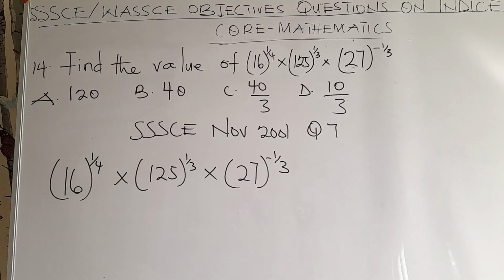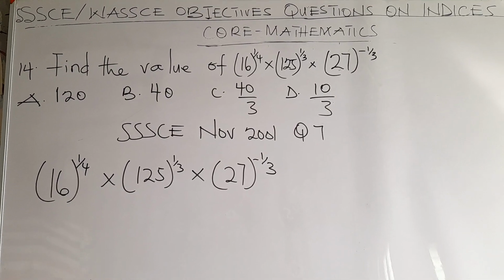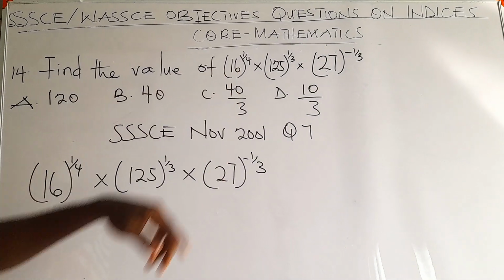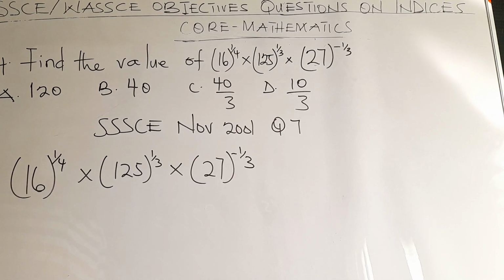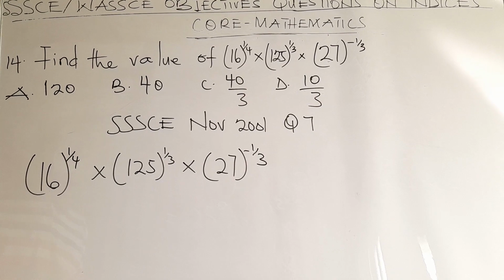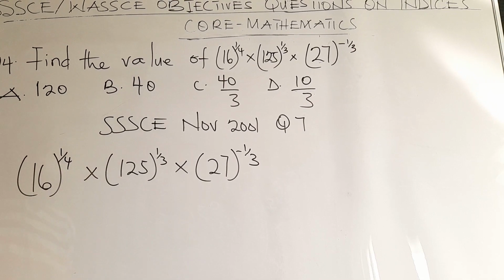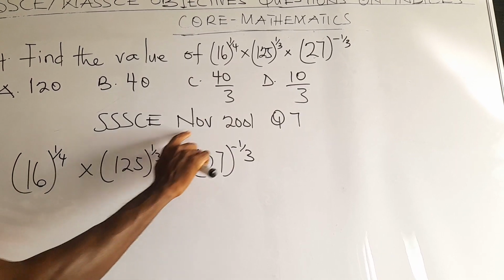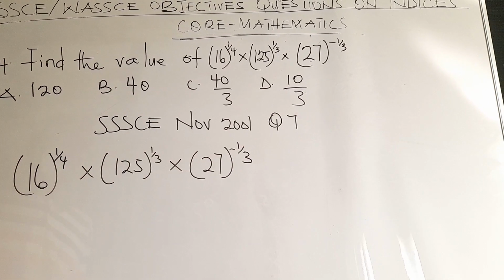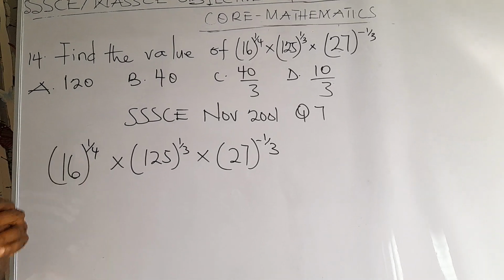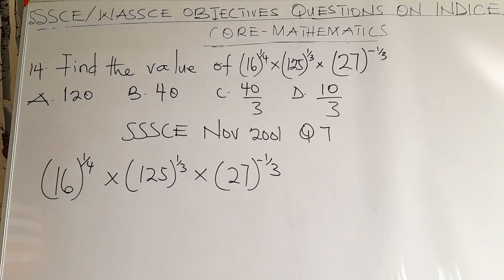So we are on our 14th question on indices. Find the value of 16 exponent 1 over 4 times 125 exponent 1/3 times 27 exponent negative 1/3. And the possible answers are given. This one is November 2001, question number 7. Now pause the video and try solving and see if you get the answer correct.